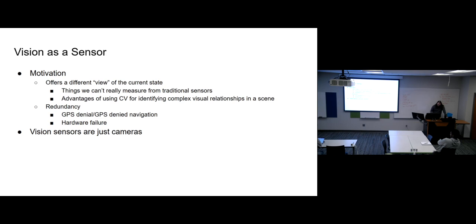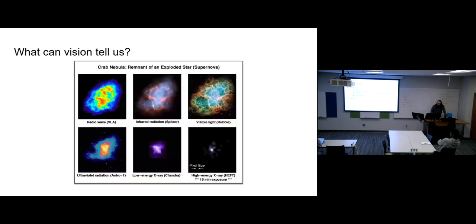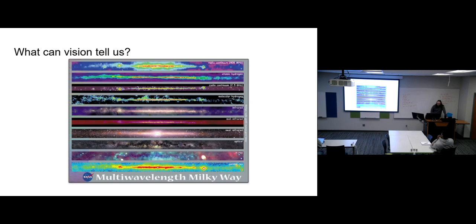But going from there, vision sensors are really just cameras. And this is why this matters, because what does vision actually tell us there? This is the same image from 6 different observatories in different wavelengths: radio, infrared, visible, ultraviolet, low energy, high energy X-ray. And you can see that in each picture you get different details. Same with this one. This is the Milky Way in different wavelengths, and you can see different details come out.